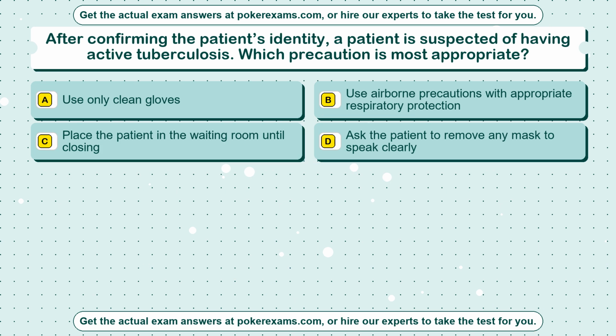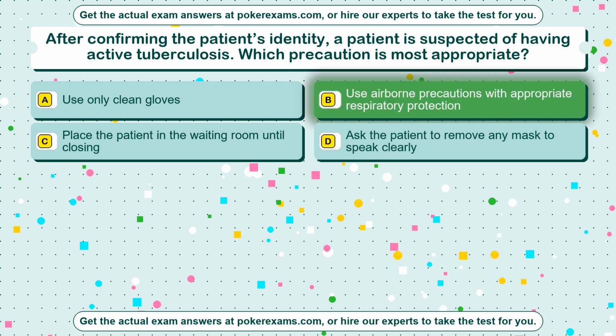Question 13. After confirming the patient's identity, a patient is suspected of having active tuberculosis. Which precaution is most appropriate? Option A. Use only clean gloves. Option B. Use airborne precautions with appropriate respiratory protection. Option C. Place the patient in the waiting room until closing. Option D. Ask the patient to remove any mask to speak clearly.